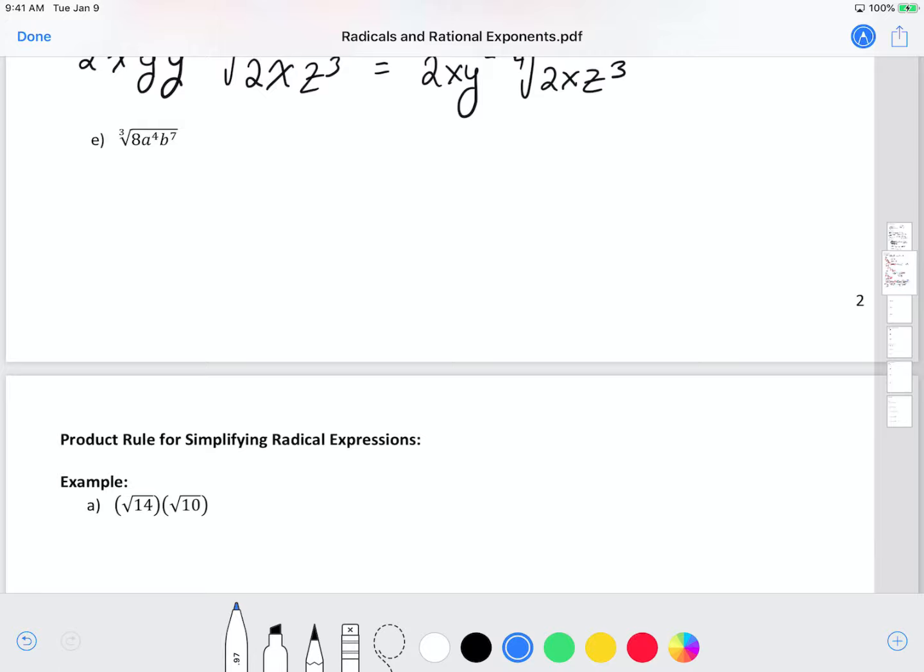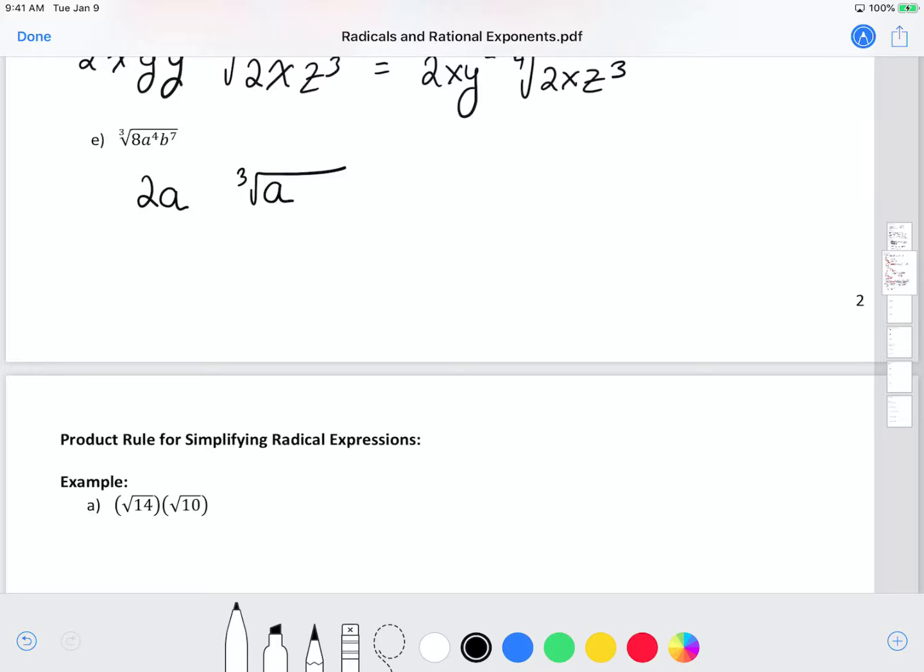Example E is the cubed root of 8, a to the 4th, b to the 7th. So now let's use our shortcut that I just showed you. The cubed root of 8, we should know what that is. That's 2, because 2 times 2 times 2 is 8. So that can come outside the radical. Now, I have 4 a's under the radical. 3 goes into 4 one time evenly, but I still have 1 left over, so I have an a left over underneath.